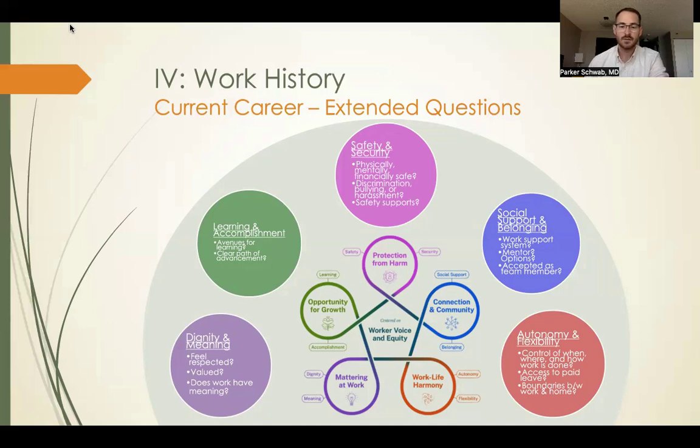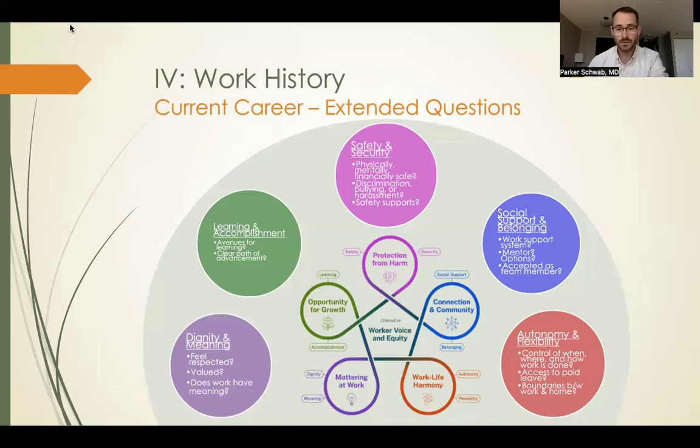So if you think about the U.S. Surgeon General's framework, there are 5 pillars. The first is that purple section of mattering at work. When you are asking these types of questions to your patients, you want to dig into dignity and meaning. So ask if they feel respected and valued at work, and do they find their work meaningful.